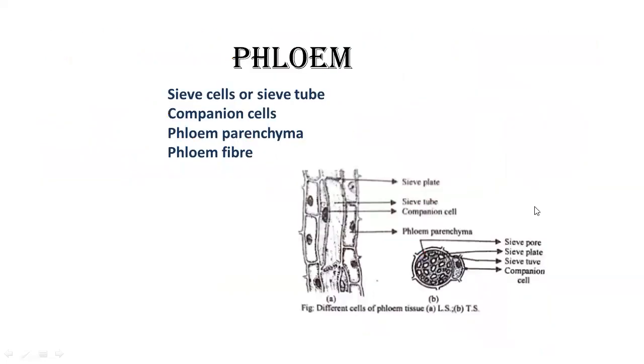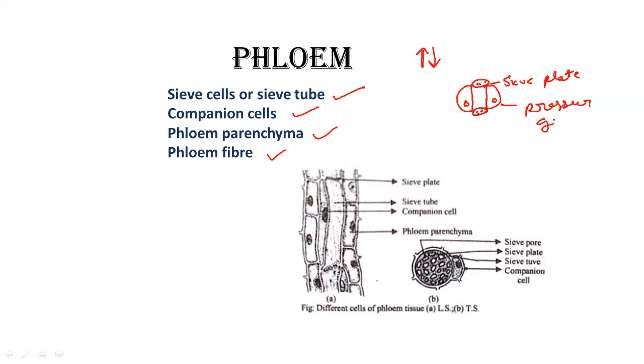Next is phloem. Phloem helps in transportation of food within plants. Phloem is made up of sieve cells or sieve tubes, companion cells, phloem parenchyma, and phloem fiber. The direction of flow of food is two-sided. Sieve tubes are long tube-like structures. They have perforated walls, and that is called the sieve plate. Sieve tube is surrounded by companion cells which have a nucleus. Companion cells maintain a pressure gradient in the sieve tube so the food can be transported.